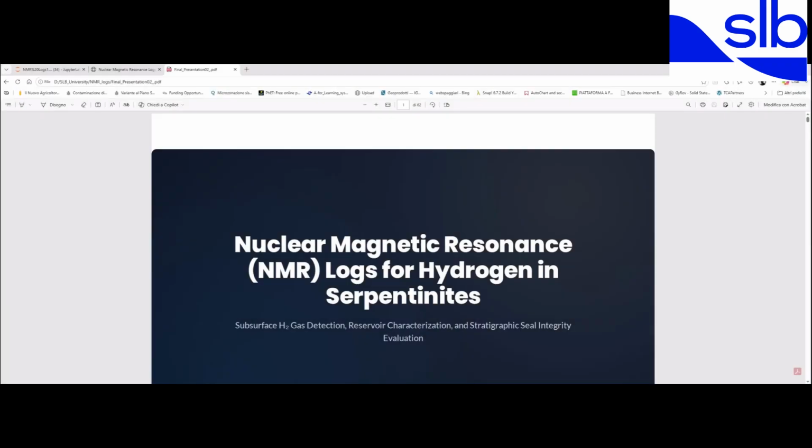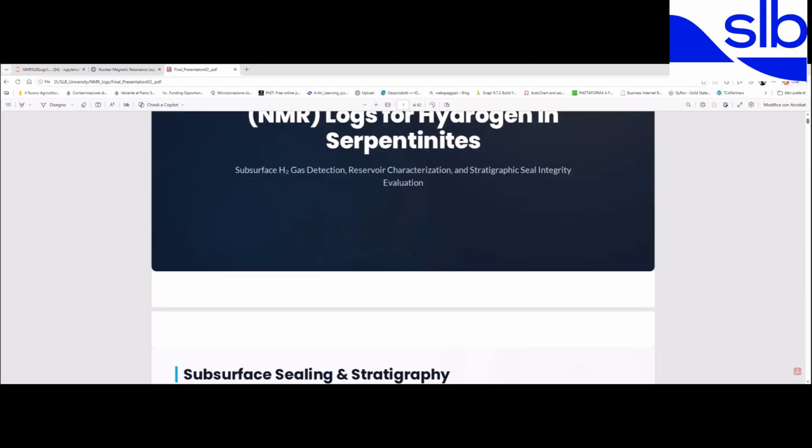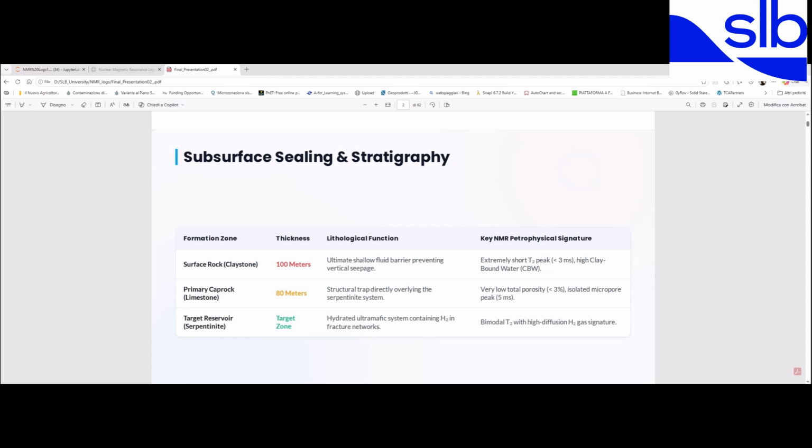So today the topic is nuclear magnetic logs for hydrogen in serpentinite: hydrogen reservoir characterization in serpentinite rocks. That means subsurface hydrogen gas detection, reservoir characterization, and stratigraphic seal integrity evaluation. Starting with a brief summary of what geologists underline about the stratigraphy of the area: the surface formation is claystone, with a thickness around 100 meters, the ultimate shallow fluid barrier preventing vertical seepage.